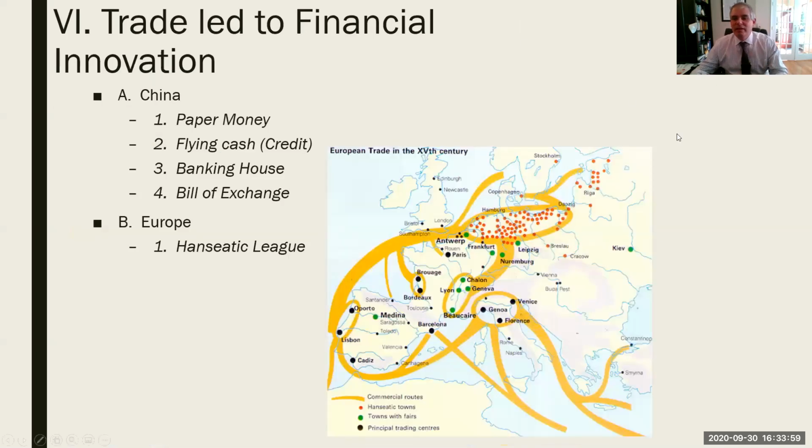Next, trade leads to financial innovation. As trade grows, the way we do business grows as well, because as you have more interaction, you get more complexity. And if you think about it for a second, carrying copper coins all over the place, especially as trade grows, just becomes impractical.